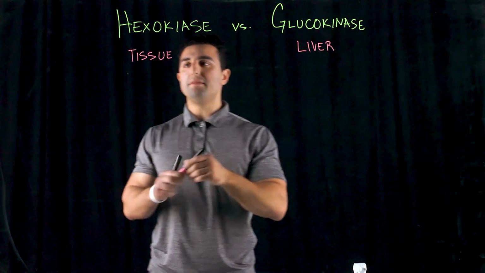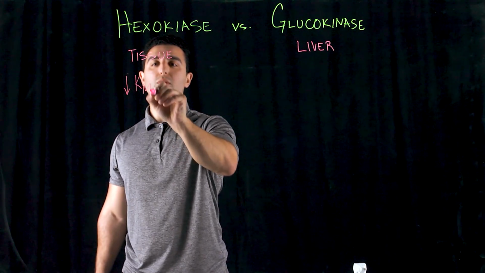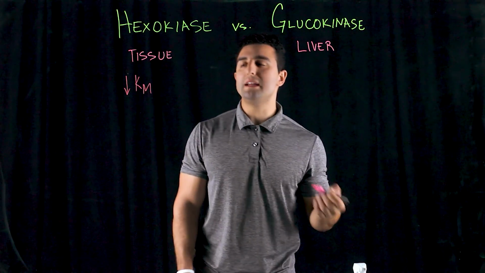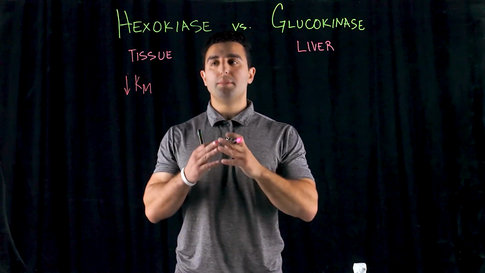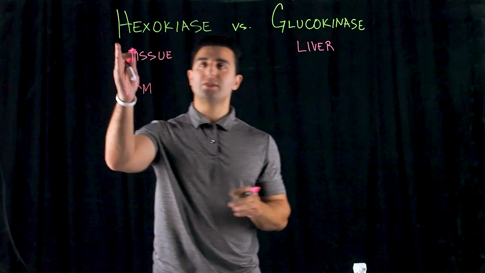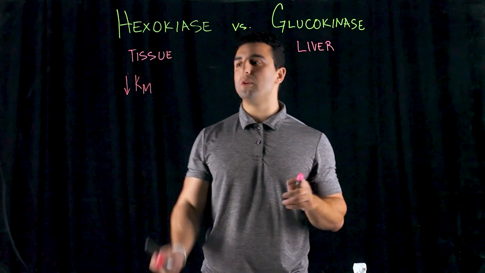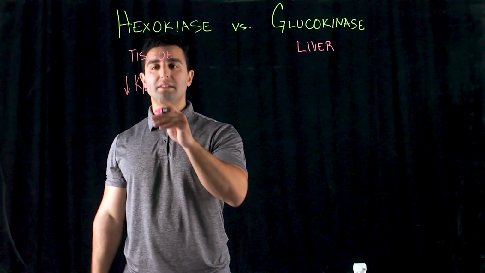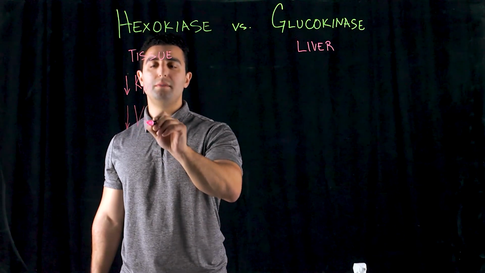Hexokinase has a very low Km. So you remember from metabolic biochemistry, low Km is a great indicator of high affinity, right? So the probability of saturation requires a very low concentration. So hexokinase can utilize glucose at very low concentration. However, because of this low Km, it also has a low Vmax.